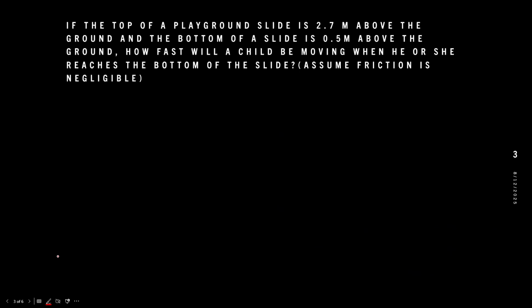Problem number 2. If the top of a playground slide is 2.7 meters above the ground and the bottom of a slide is 0.5 meters above the ground, how fast will the child be moving when he or she reaches the bottom of the slide? Assume friction is negligible. For this problem, we should start off by drawing an image of the situation, so we could draw a slide with a person on it. Something like this. Draw a person before and after. We know this distance is 0.5 meters and this distance is 2.7 meters.